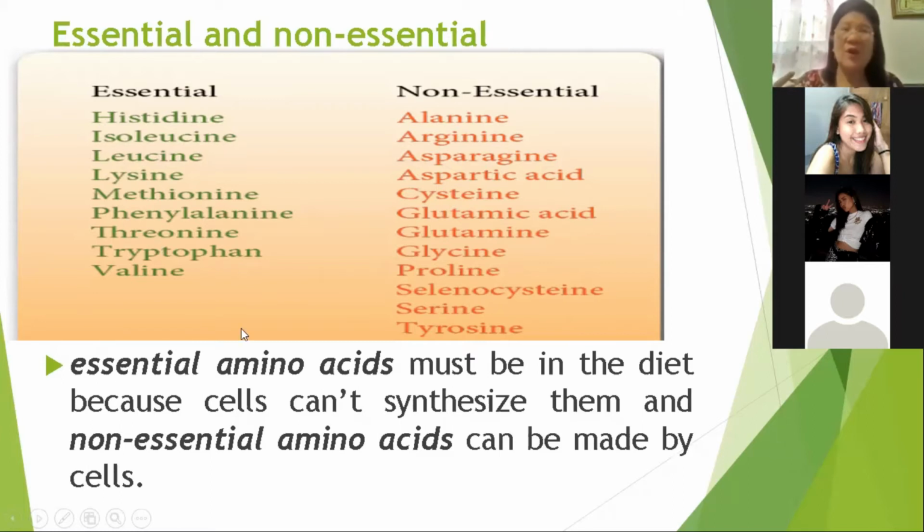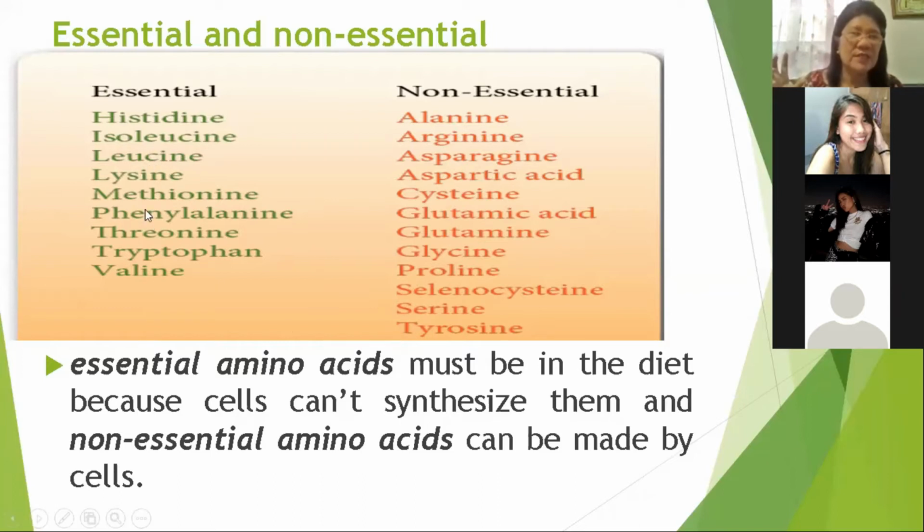So, you have now met our 20 amino acids, and they are classified as essential and non-essential. The non-essential are already found in our body, in our cells. They can be made by the cells. That is how perfect God made us. What makes it beautiful is we need to have this intake.